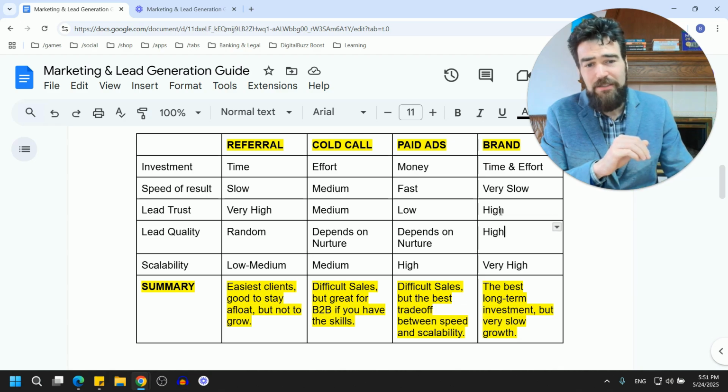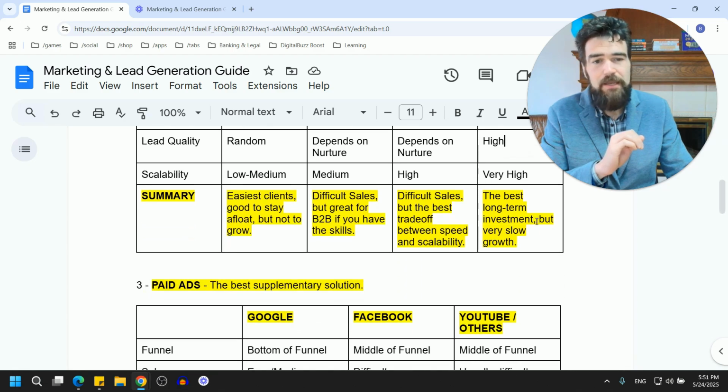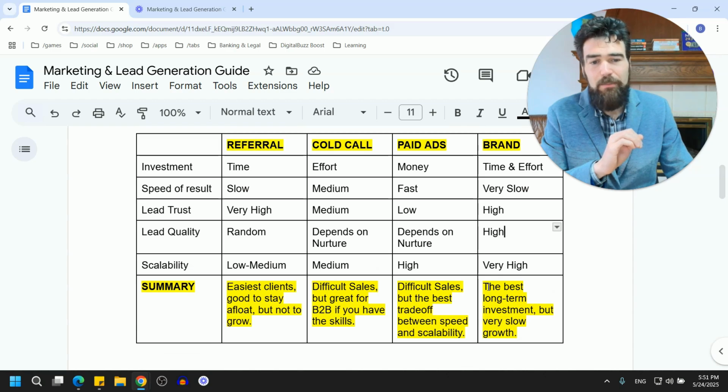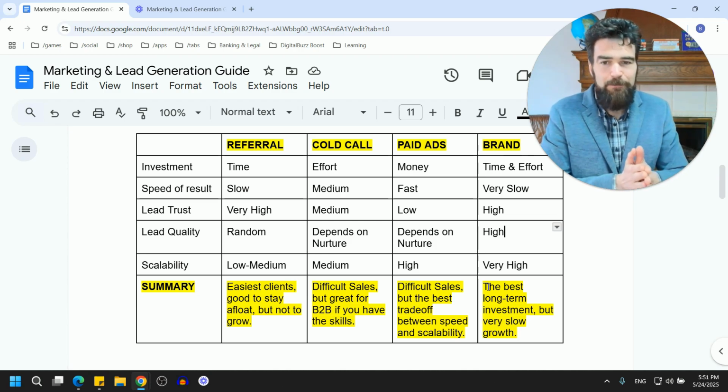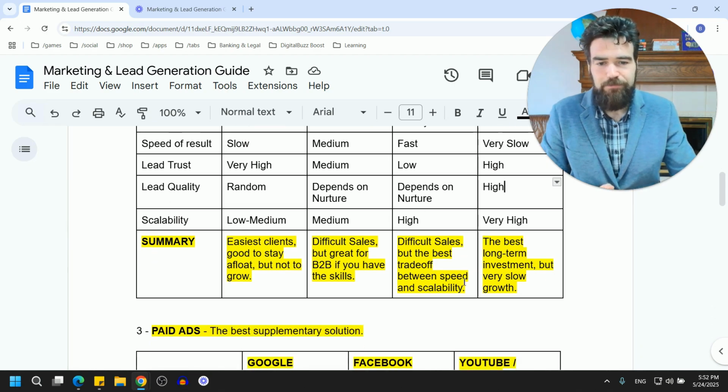And let's not forget, the trust is a lot higher than paid ads as well, and it doesn't cost any money. So this is a great investment. It's very, very scalable. It's the most scalable solution. And this is really the best long-term investment. But on the flip side, the brand is very slow growth, and it's a lot of time and effort you need to put into it. So this is an overview of all the strategies.